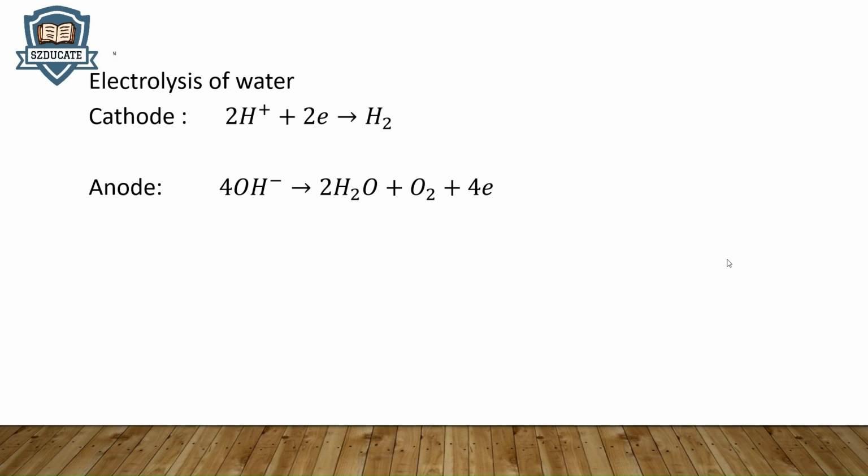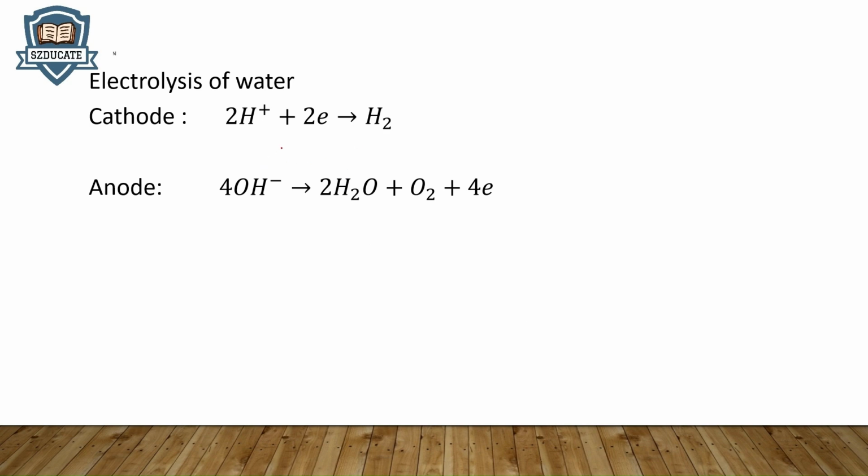Now, very easy to do the half equation. Some of you might not understand how you get the overall equation, so I'm just going to go through in detail here. If you obtain your cathode and anode half equations, you will get this. Your cathode is 2H+ + 2e- giving H2, and then your anode is 4OH-, which gives you water, oxygen and 4 electrons.